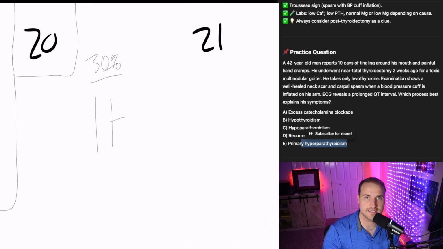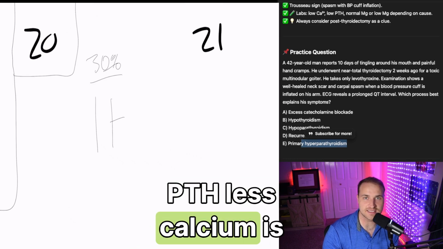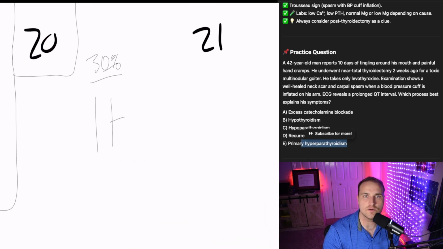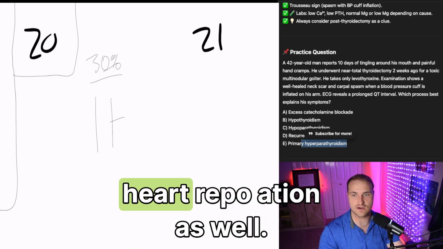And those glands make parathyroid hormone, which keeps your calcium levels normal. So less PTH, less calcium is pulled from the bones, and less calcium is kept by the kidneys. You will get to your tingling around the mouth and the fingers, and also muscle twitching, and you can also have laryngeal spasms. You have prolonged QT because the low calcium affects the heart repolarization as well.